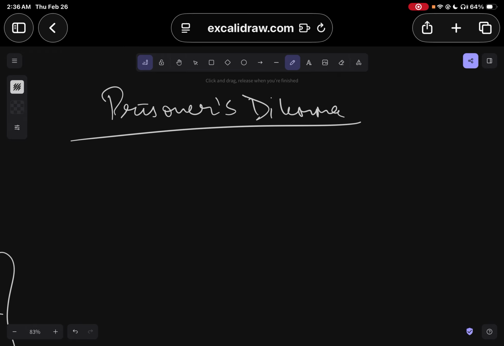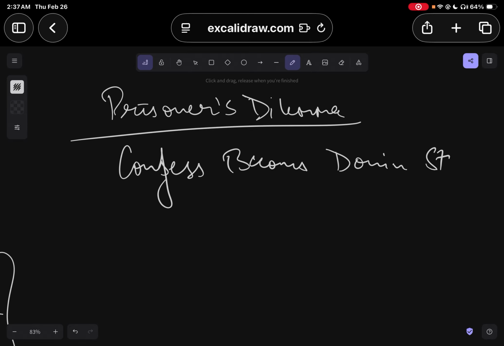So the payoffs: player 1 will deduce that if player 1 chooses confess, then the best strategy for player 2 is to confess, and if player 1 chooses not confess, then the best strategy for player 2 is to confess. Therefore, confess becomes the dominant strategy, and player 2 will confess irrespective of the strategy chosen by player 1.